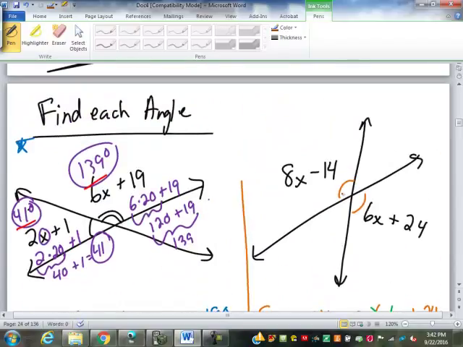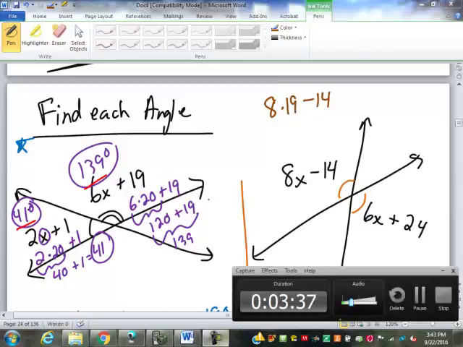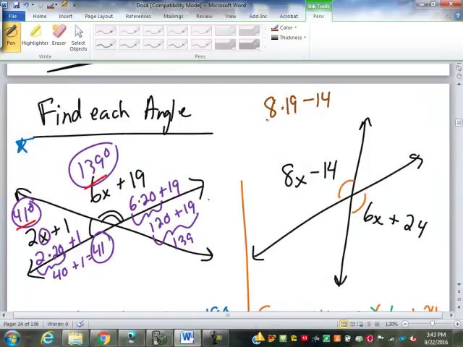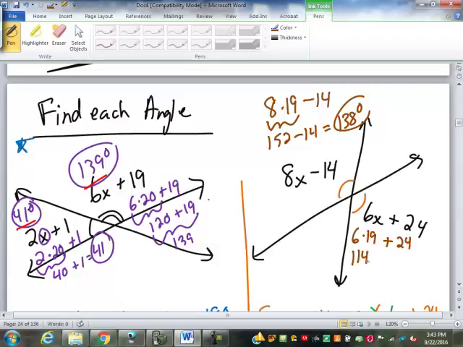I have to go back. We have to put 19 in for x to get our results for each angle. This is going to be 8 times 19 minus 14. Okay, so 8 times 19 is going to be what? 152 minus 14 is going to be 138. Let's double check to make sure this one comes out the same. 6 times 19 plus 24. 6 times 19 is 114 plus 24 is 138 degrees. So they do come out to be the same.